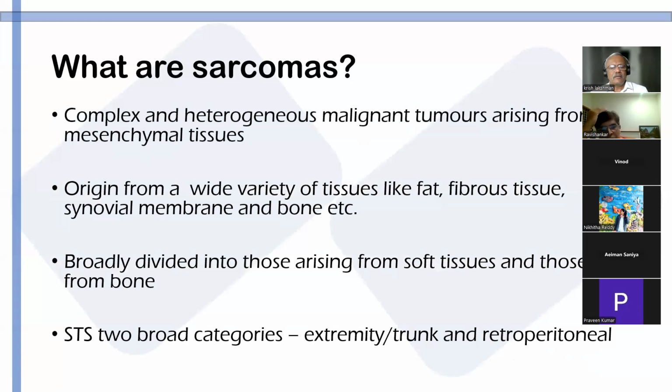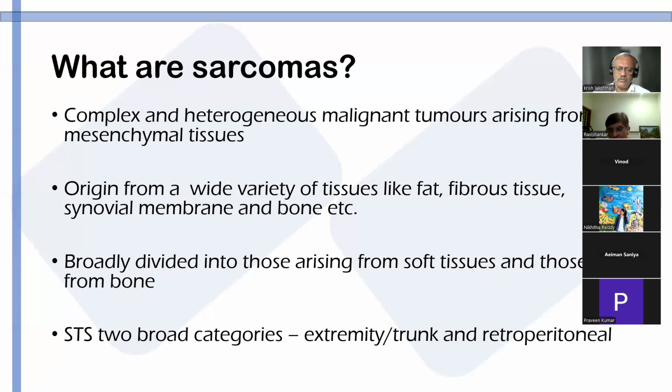What is very important is that they're very complex and heterogeneous. Carcinomas seem to be a lot more straightforward, but not so sarcomas. And a wide variety of tissues give rise to this. There can be those arising from bone or from soft tissues. Bone also is mesenchymal tissue. The two are completely different, and so they're considered differently.